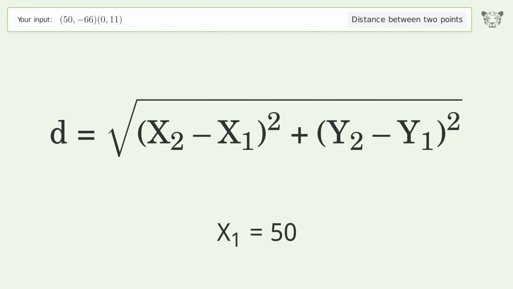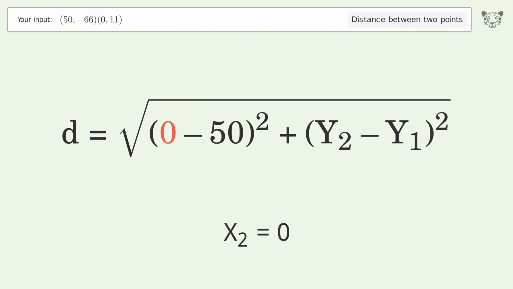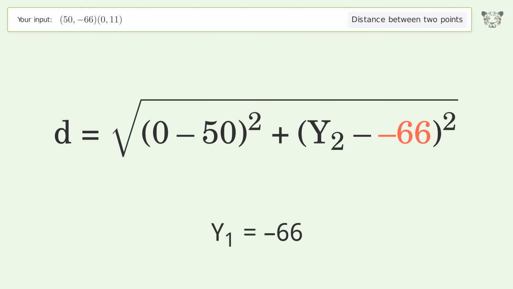x1 equals 50. x2 equals 0. y1 equals negative 66. y2 equals 11.